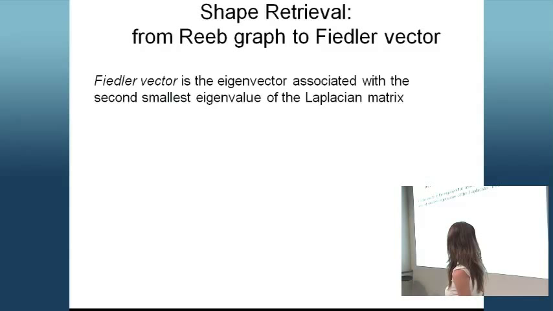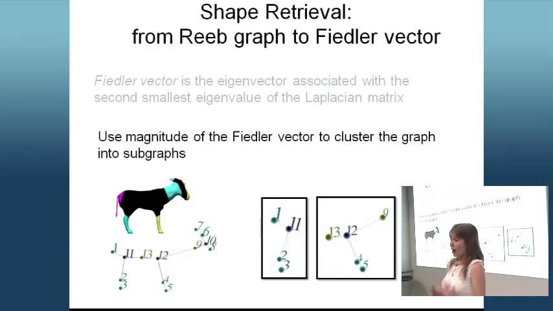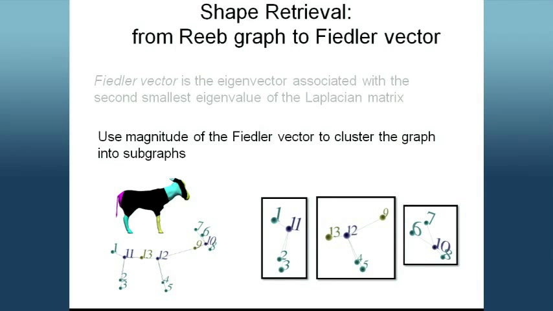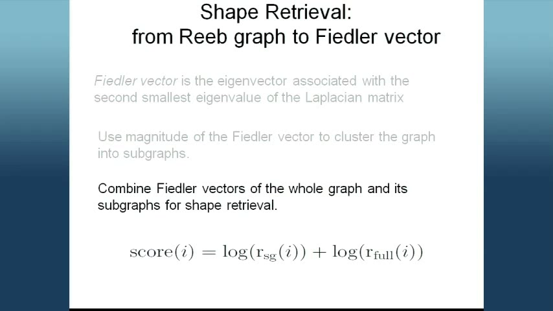And in our work, we use the Fiedler vector to cluster the graph into subgraphs in order to capture partial shape similarity. The way we did it is basically by identifying central nodes, which are nodes that have a high entry in the Fiedler vector and also a high degree in the graph. So we did it to capture partial similarities, and then we also used this Fiedler vector as a signature of both the whole graph and also subgraphs. So we evaluated the distance between Fiedler vectors and used that distance as an indication of how similar the original shapes are.